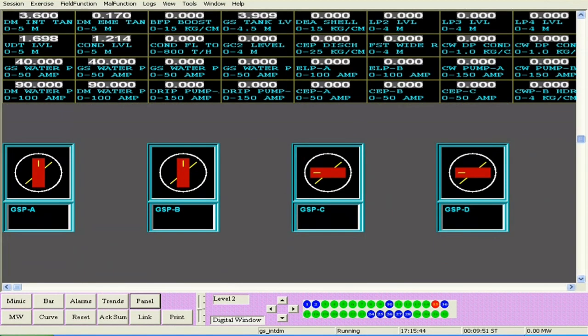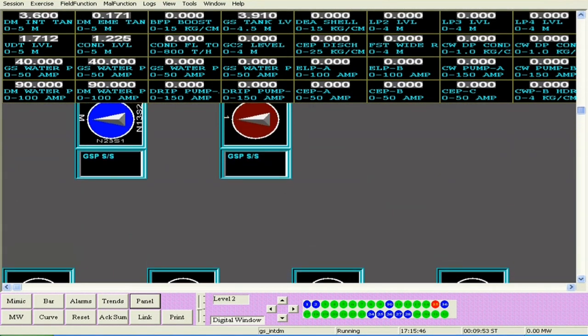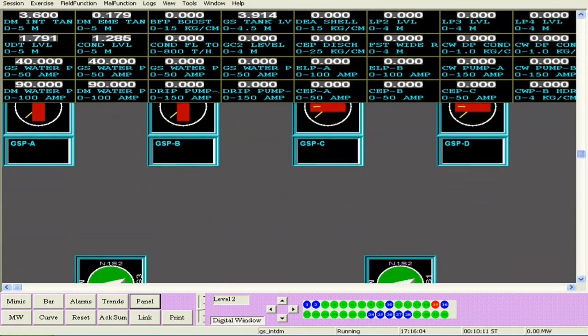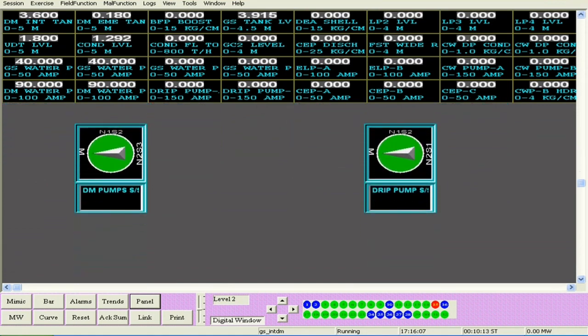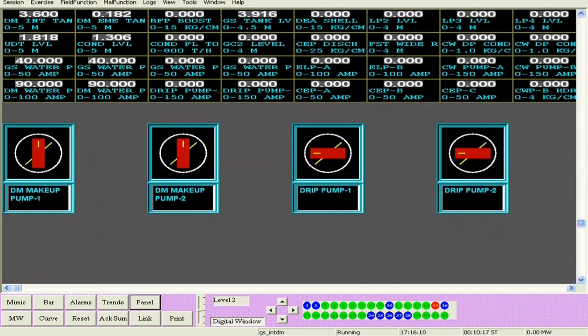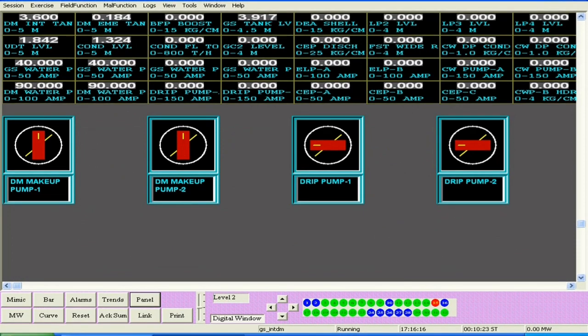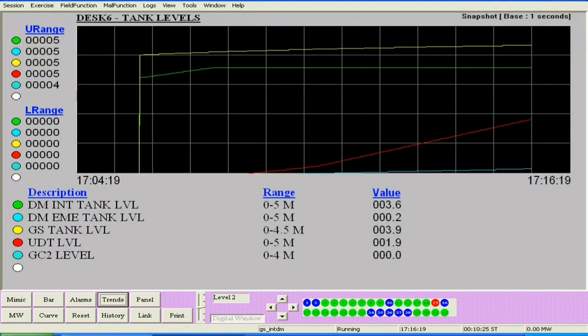Now you have got two GS pumps running. Generally two GS pumps are running and the third pump is kept on standby. In the GS pump section you can go to the GS pump selection switch, keep 1 and 2 continuously running, and put the third pump on auto standby. So if any one of the pumps fails, the third pump will pick up. Till this time you see that the UDT level is increasing, and the unit drain tank level has increased to around 1.9.